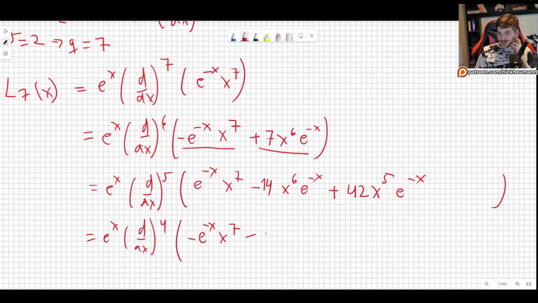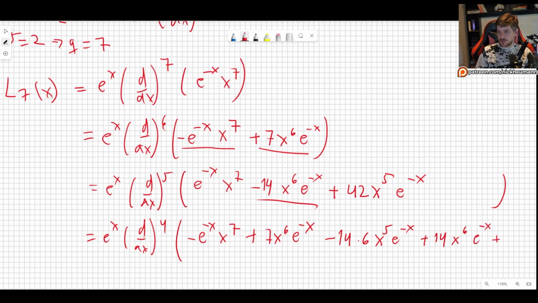Minus, or rather plus, right? So that would be 7x to the 6th e to the minus x. Then we go for this part where we have minus 14 times 6 x to the 5th e to the minus x. And then we have plus 14x to the 6th e to the minus x.